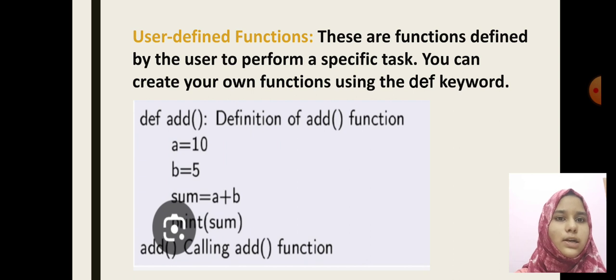Next comes the user-defined functions. These are basically the functions which are defined by the user to perform a specific task. You can create your own function using the def keyword. Here is an example for that. def add function, where we take a is equal to 10, b is equal to 5, sum equal to a plus b, print of sum, and then calling the add function. So here we have basically given the sum as a function.